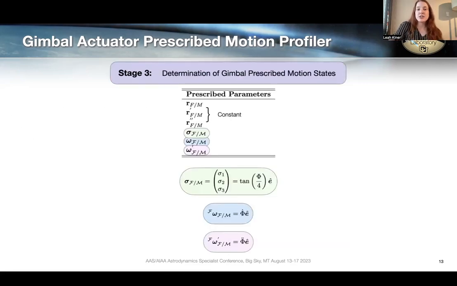So finally, stage 3 determines the prescribed motion states of the gimbal. And we can recall that the translational states are constant in this work. So we only need to solve for the modified Rodriguez parameter attitude set of the gimbal and the angular velocity and the angular acceleration of the gimbal. So we can use these 3 simple equations here to solve for those prescribed states at any given moment in time.